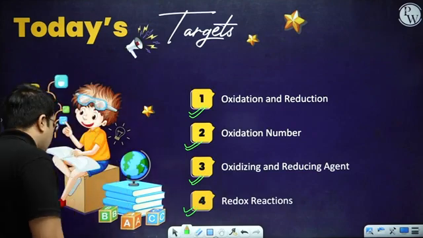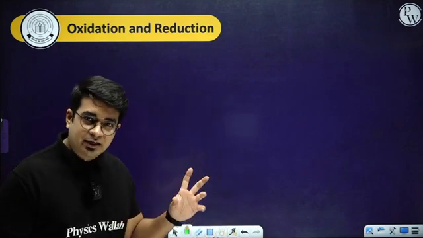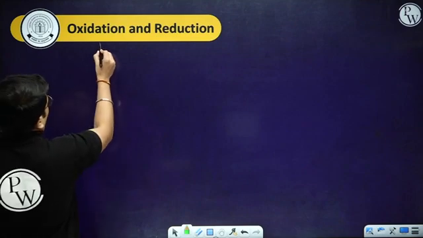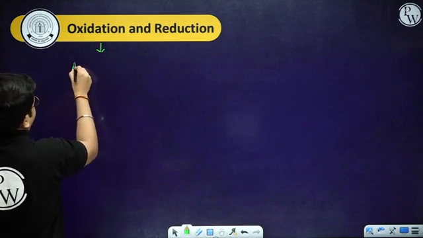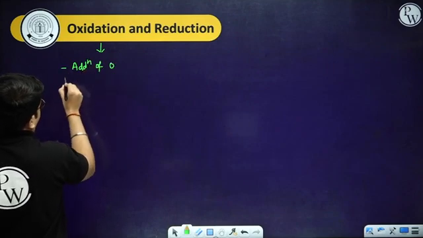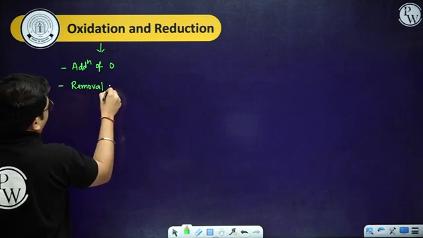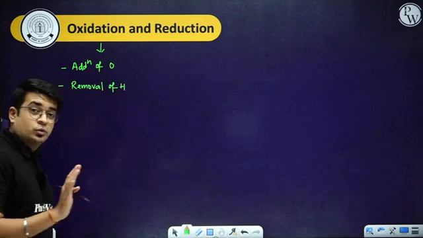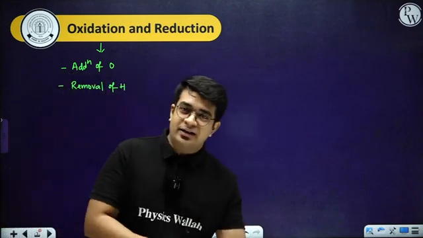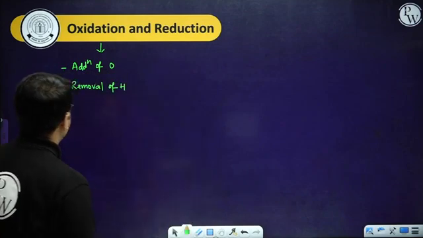If I talk about the process of oxidation and reduction, that part is already covered in your 9th and 10th class, so you have a certain idea. If I talk about the process of oxidation, I can say it's nothing but the addition of oxygen. Or you can say it is nothing but the removal of hydrogen. Both are absolutely correct. But there are certain cases where you cannot find the addition of oxygen or the removal of hydrogen. In that case, how to analyze this entire part?